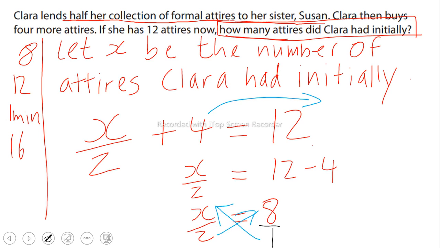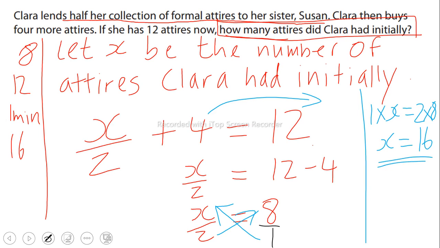So when we cross multiply, I'm going to put it on this side, but you all continue below. So it's going to be what? 1 times x, which equals x. 2 times what? 8. What is 1 times x? x. What is 2 times 8? 16. So the correct answer is 16.